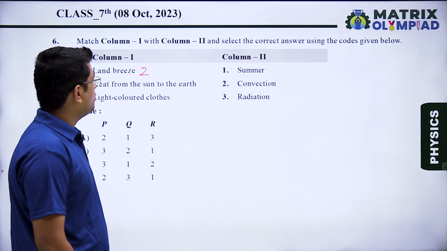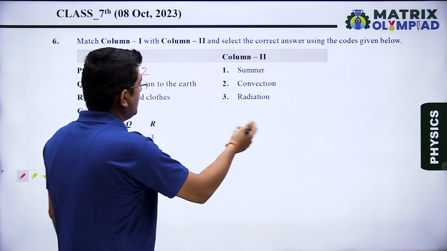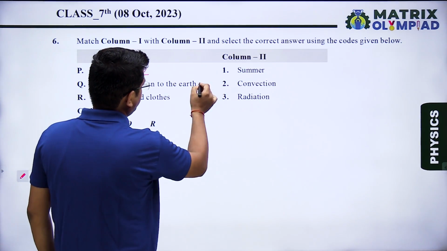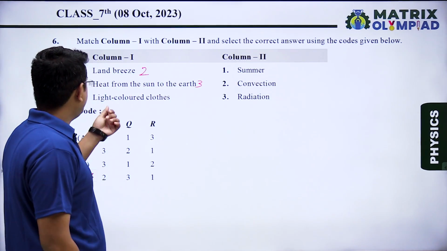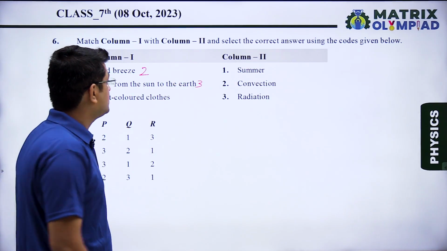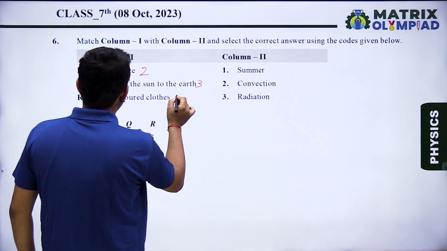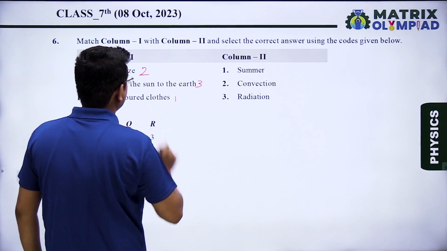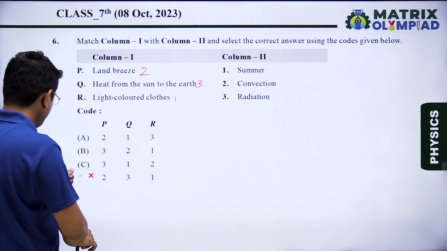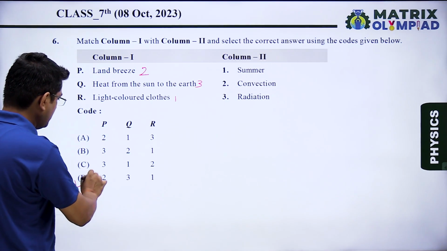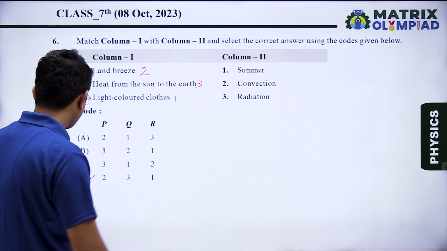Heat from the sun reaches the earth in the form of radiation. So for Q, the correct code is 3. Light colored clothes we wear in summer. Okay, so the correct code for R is 1. So the answer will be 2, 3, 1. And we can see here option D is 2, 3, 1. So it is the correct answer.